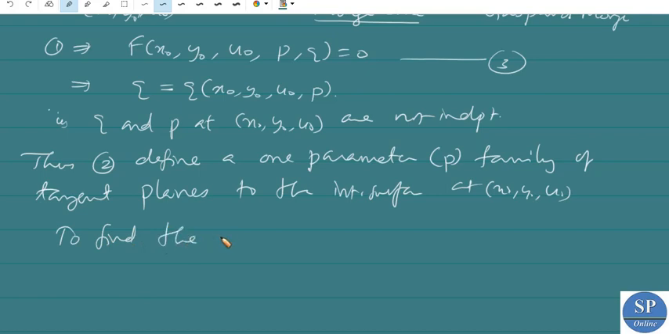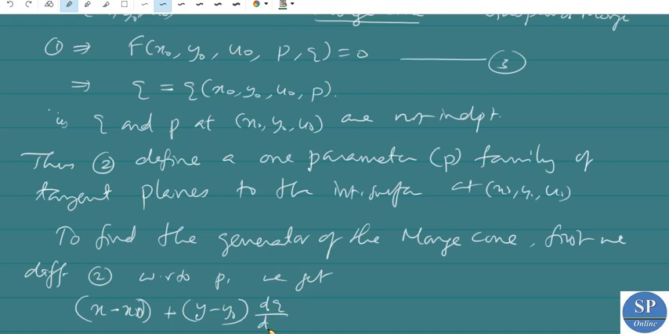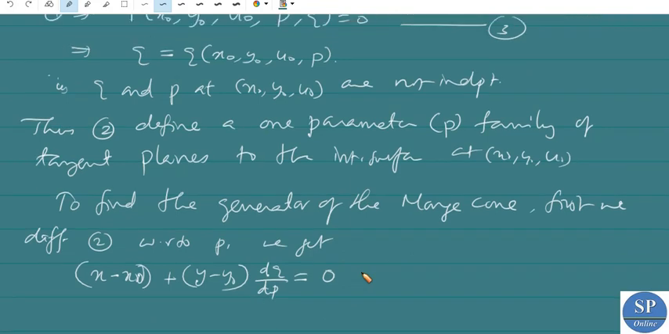To find the generator of the Monge cone, first we differentiate equation number 2 with respect to p. Then we get x minus x naught plus y minus y naught into dq by dp, which is equal to 0. So differentiating u minus u naught we get 0. Okay, number it as 4.